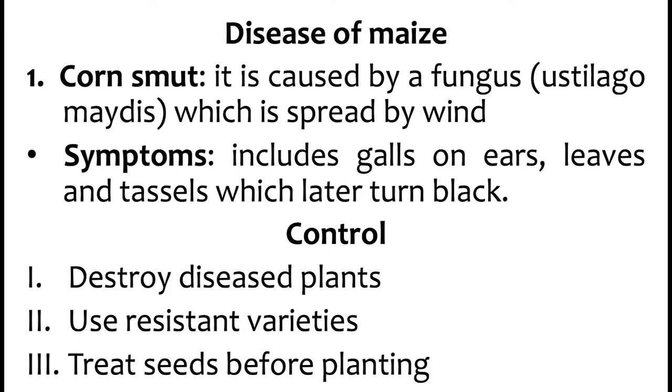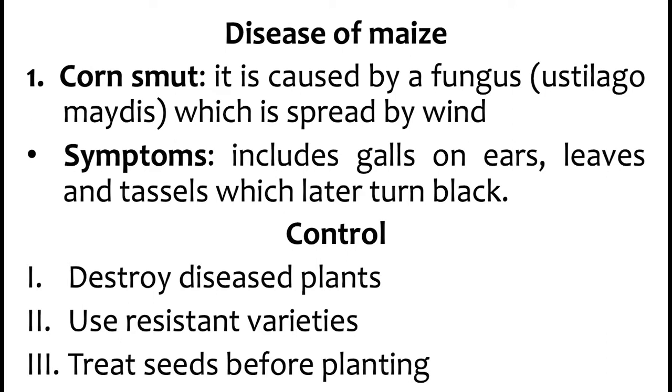Diseases of maize. The first one, we have corn smut. Corn smut is the name of a disease that attacks the maize. It is caused by a fungus, Ustilago maydis, which is spread by wind. Symptoms of corn smut include galls on the ears, on the leaves, and on tassels, which later turn black.